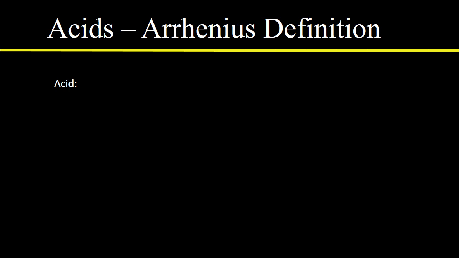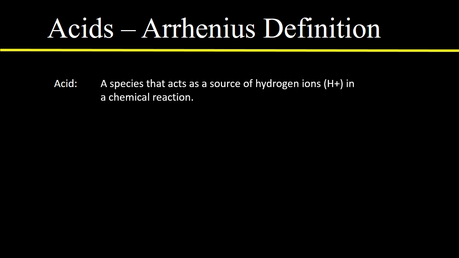There are several definitions of both acids and bases, depending on the kind of chemistry that you're doing. One of the simplest definitions is the Arrhenius definition, named for Svante Arrhenius, who was a Swedish chemist a couple of hundred years ago. The Arrhenius definition of an acid is a species that acts as a source of hydrogen ions, H+, in a chemical reaction.